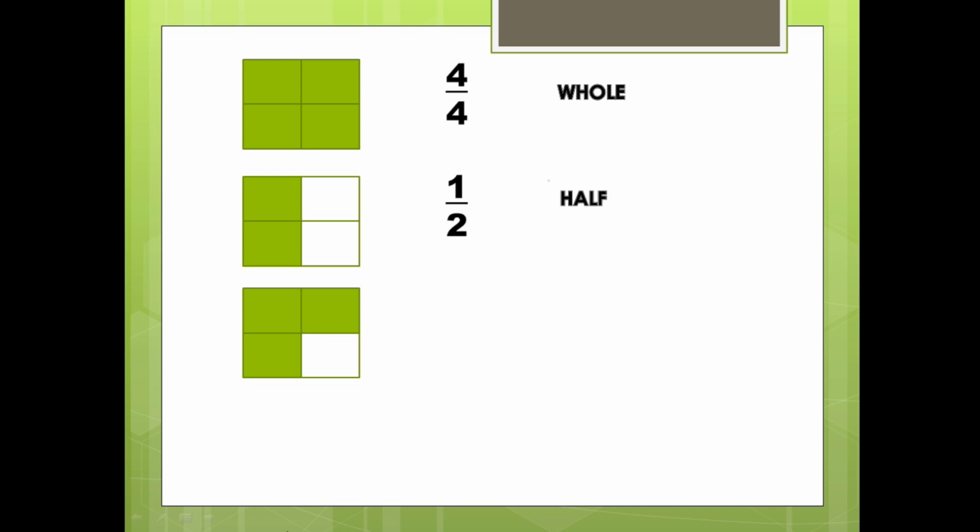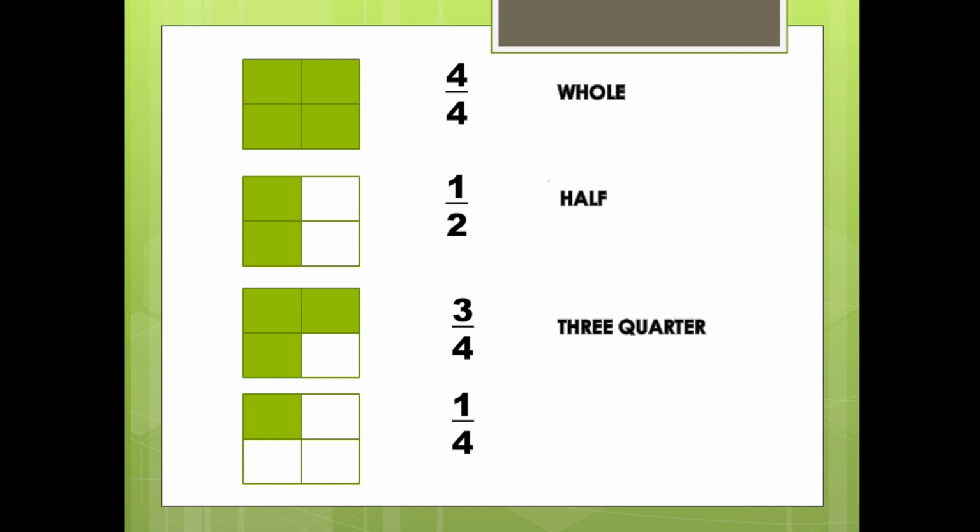Here, how many green parts are there? 3 green parts are there. By total, how many parts are there? 4. So this is 3/4. And already I told you 1/4 is known as quarter. So 3/4 means 3 out of 4 parts. Next, 1 out of 4 parts. That we will write as 1/4. And this is known as quarter.